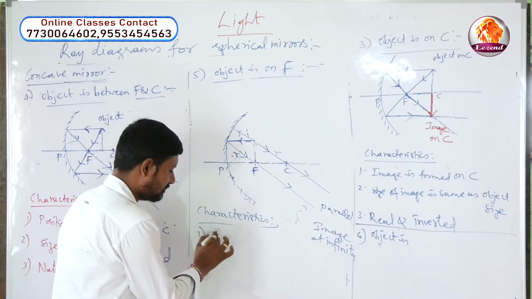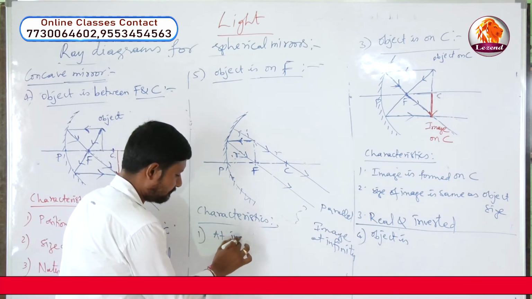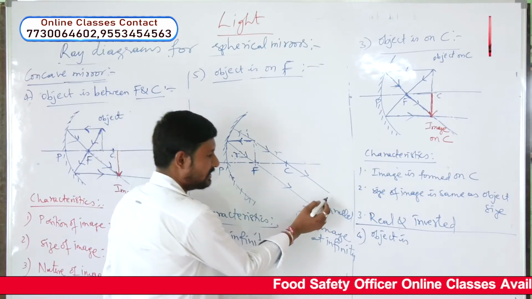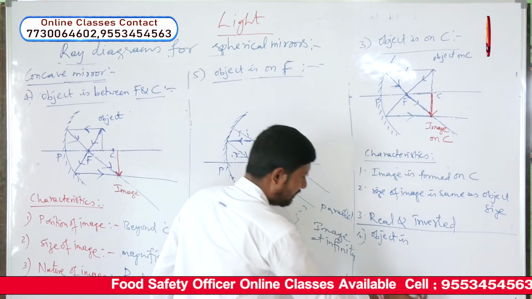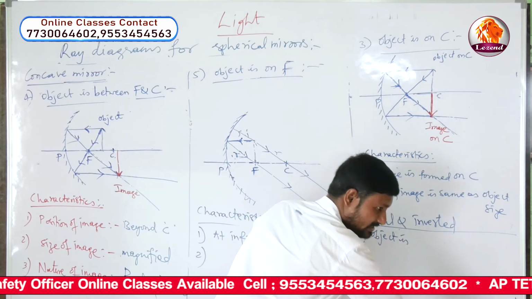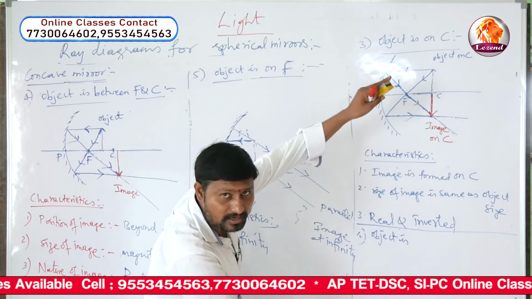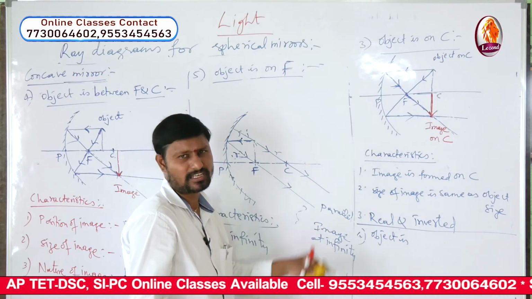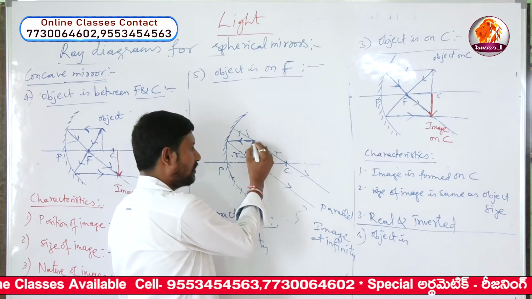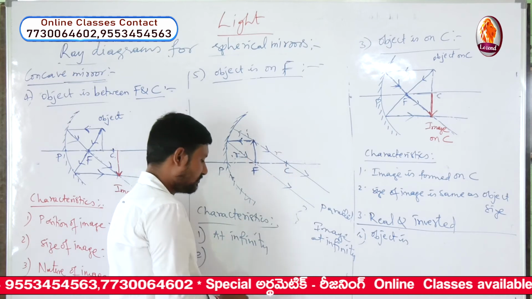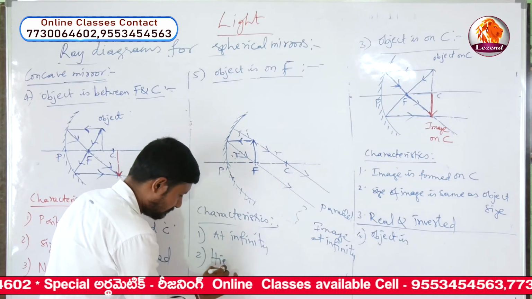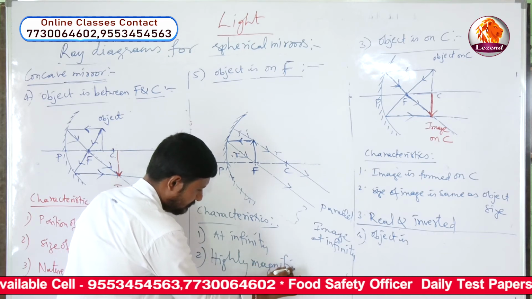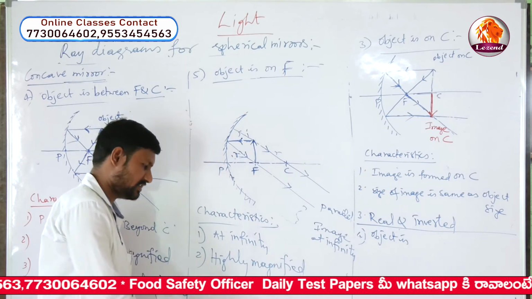So position is image formed at infinity. Number 2, and it is extending below the principal axis. Means its size is gradually increasing. So the image size is very large compared to the size of the object now. So we can say what now? It is highly magnified. Very large size image will be formed.